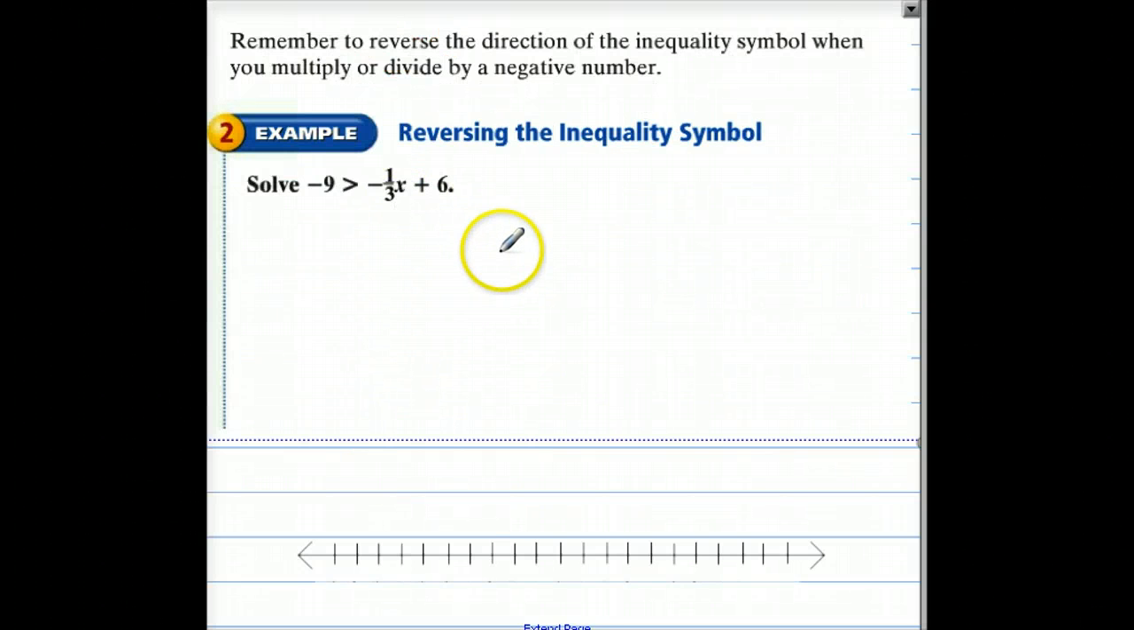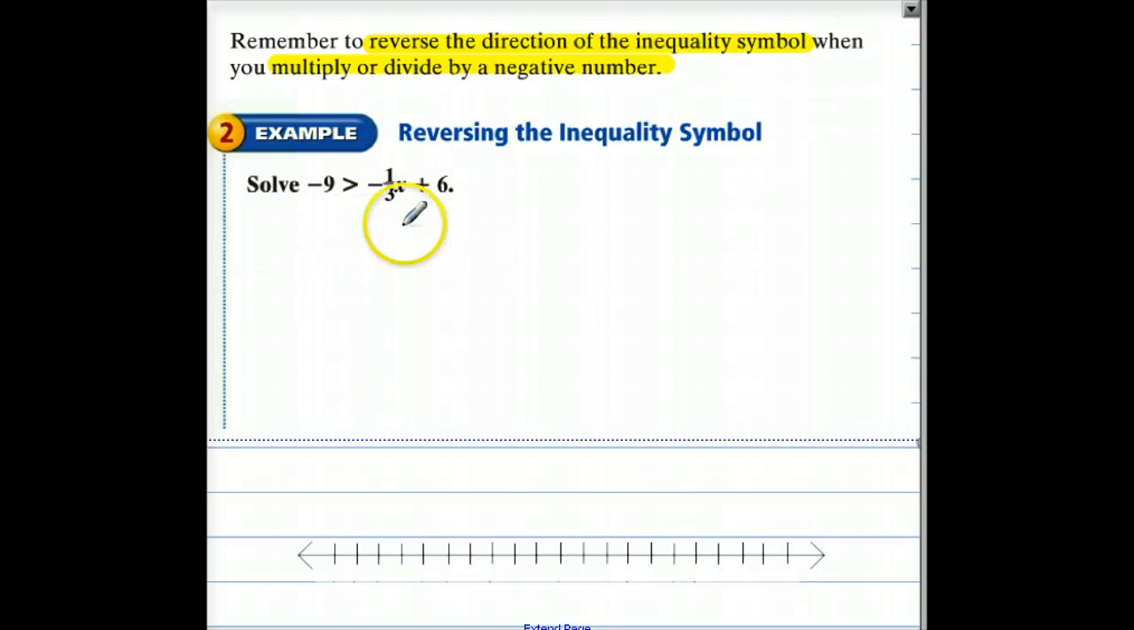All right, now, when you are working with inequalities, it is super important that if you multiply or divide by a negative number, you have to change the direction of the inequality symbol. We've learned this before, but you have to remember that now. Let's do an example where this will happen.